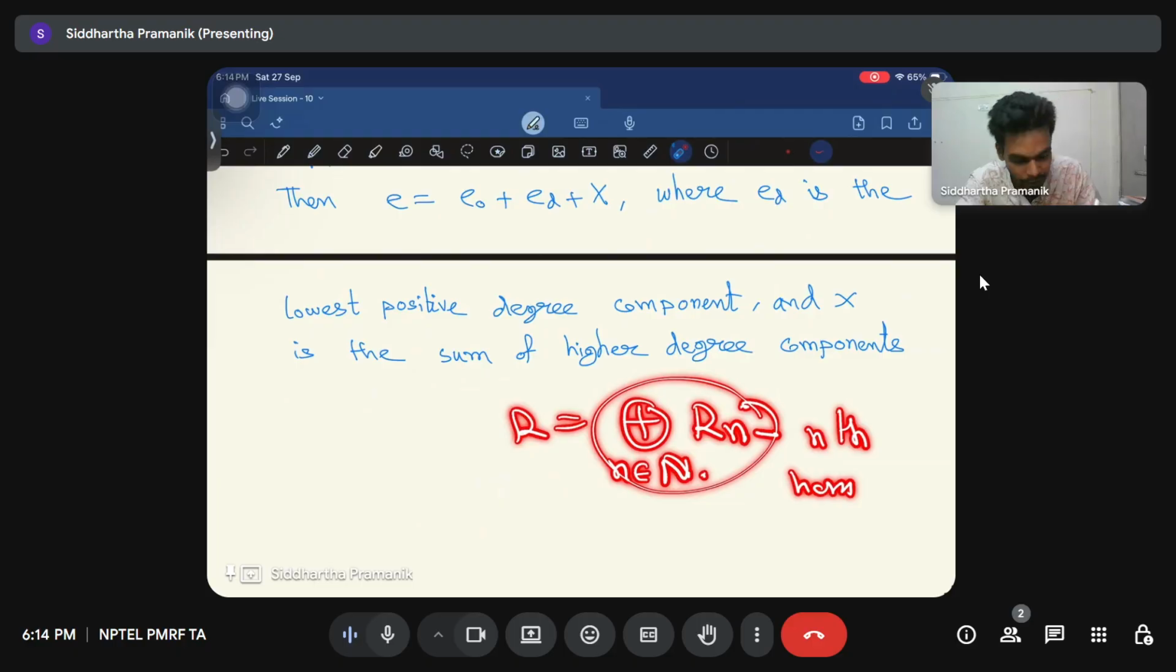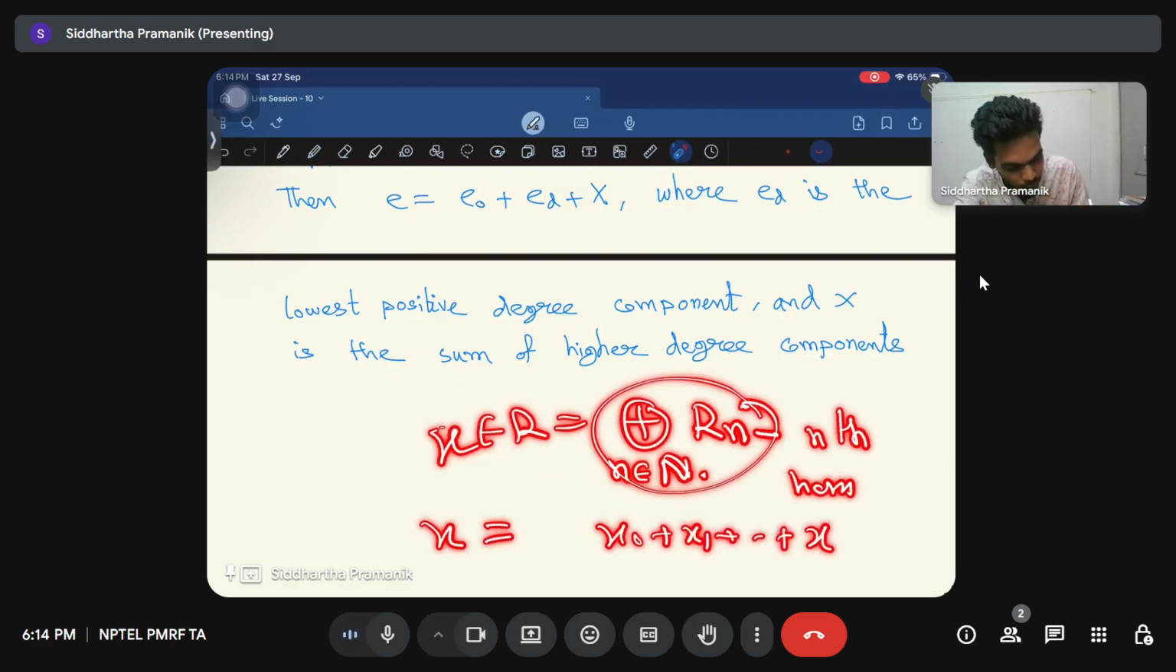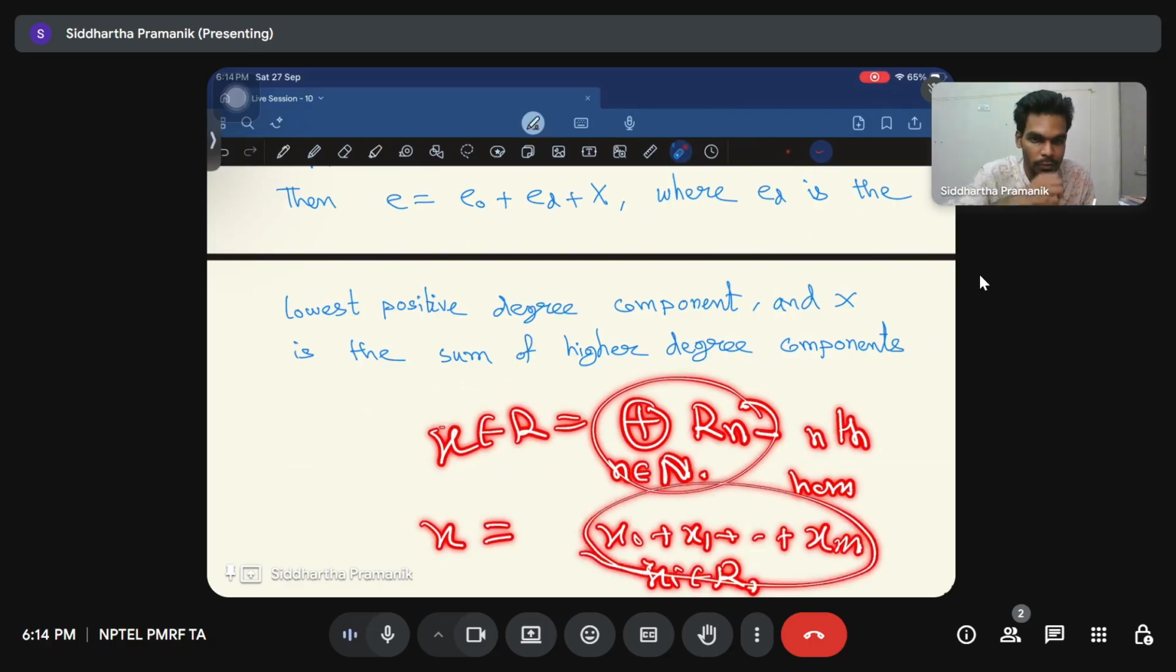So every element x belonging to R can be written as x0 plus x1 plus dot dot up to xn, a finite sum of elements, right? And xi belongs to Ri. Because it is a direct sum, every element can be written like this. So that is what we are using.